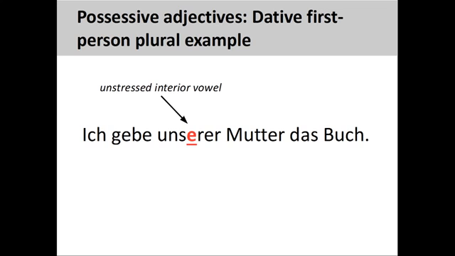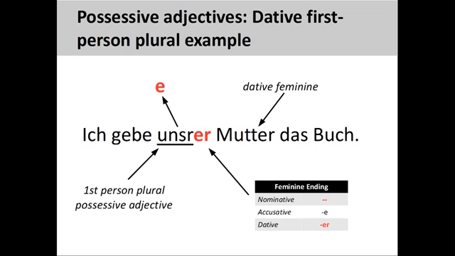The first and second person plural adjectives present us with some difficulties, as they both contain an unstressed interior vowel. For example, in the sentence you see here, Ich gebe unserer Mutter das Buch, I give the book to our mother, it is difficult to pronounce the interior e in the root when the dative feminine ending er is added on. It is not uncommon, therefore, to drop this interior e when the first and second person plural adjectives add an ending. For example, Ich gebe unserer Mutter das Buch. This is much easier to pronounce.